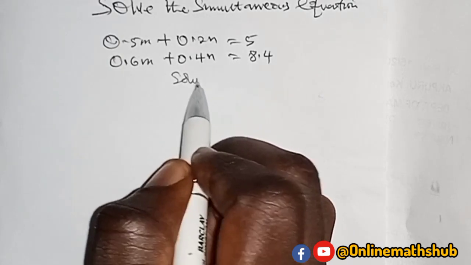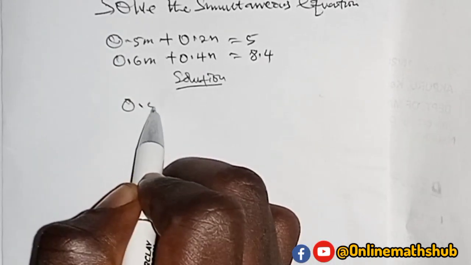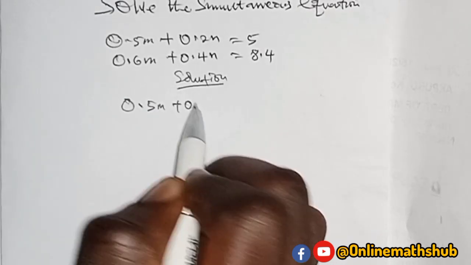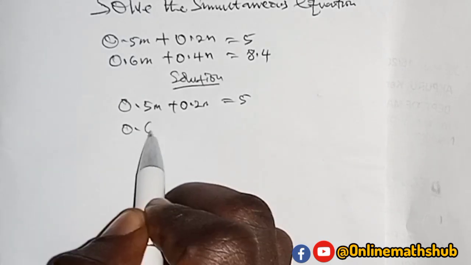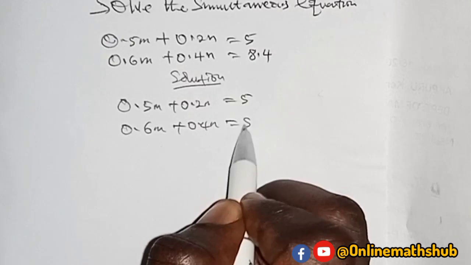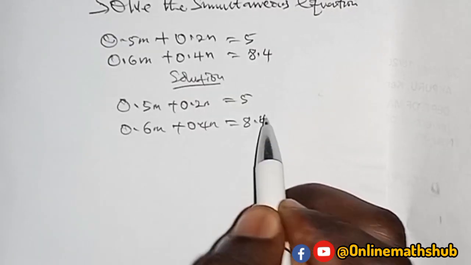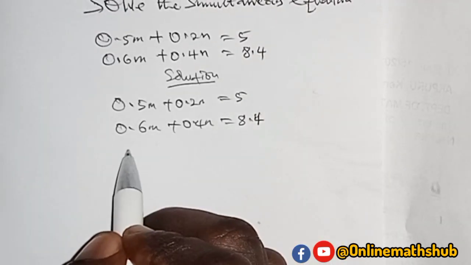Okay, so let me just write my solution and repeat the question. 0.5m plus 0.2n is equal to 5, and then 0.6m plus 0.4n is equal to 8.4. So you can just go ahead and convert all of them to fractions.